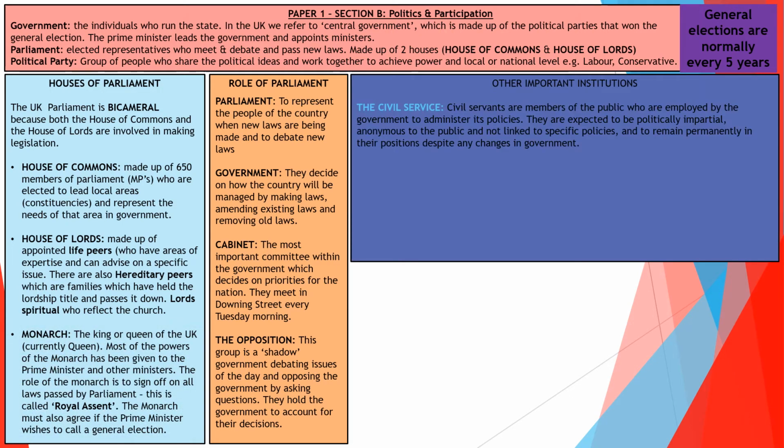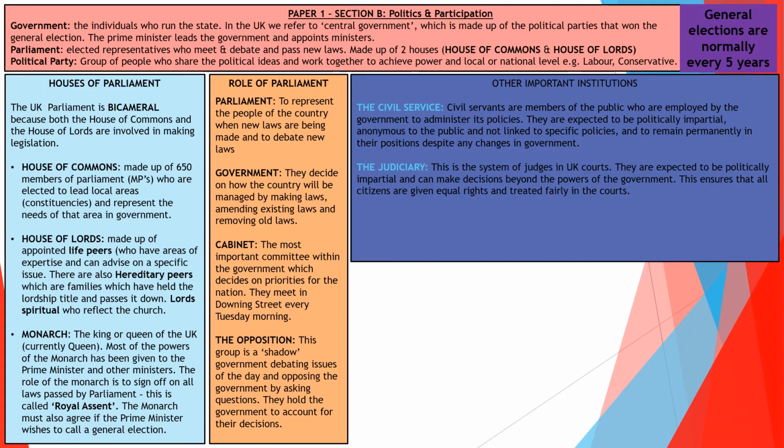Other key institutions that we should mention here would be the civil service. So civil servants are members of the public who are employed by government to administer policies. These are all the people working within the House of Parliament, within politics, doing all the work and making all the processes take place. So when a law is created, these will be the ones who work on the stuff behind the scenes to make it happen. And often they have permanent positions. So despite government changes, they will always have their role within government. So the key thing is that they are generally to remain impartial.